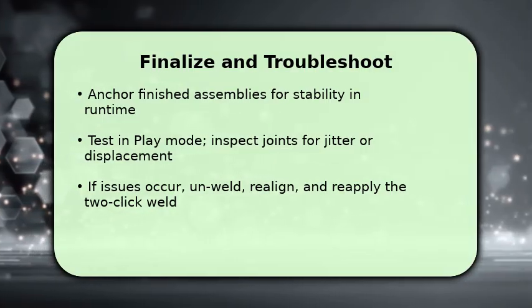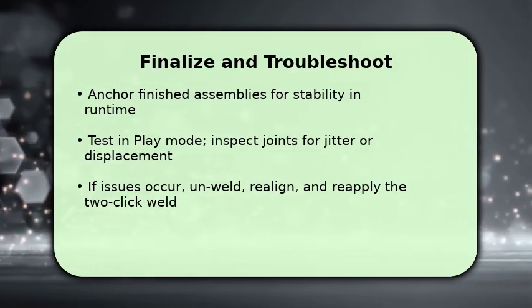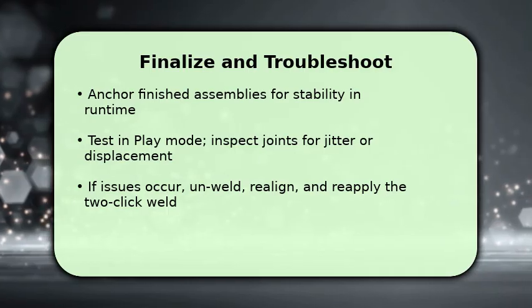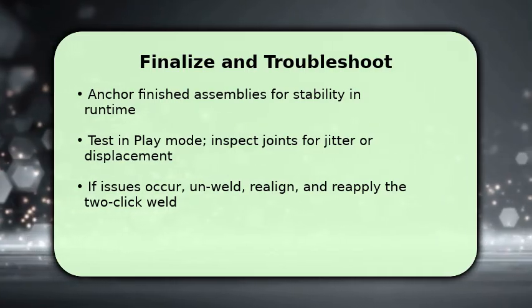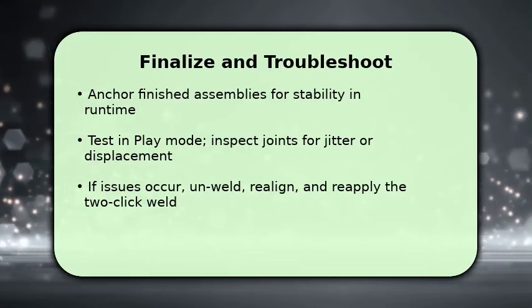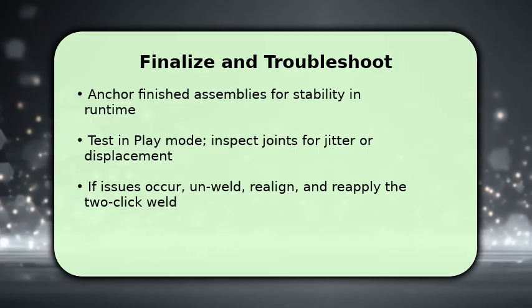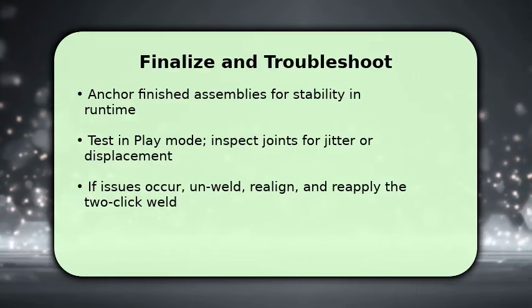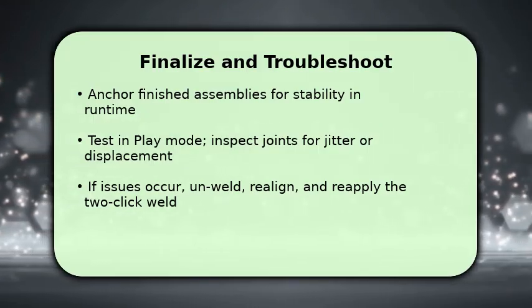If you see problems, unweld the pieces, realign them precisely, and reapply the two-click weld sequence. This is the one reliable fix. One key troubleshooting tip: always recreate the weld after any manual transform to ensure the constraint matches the final geometry.